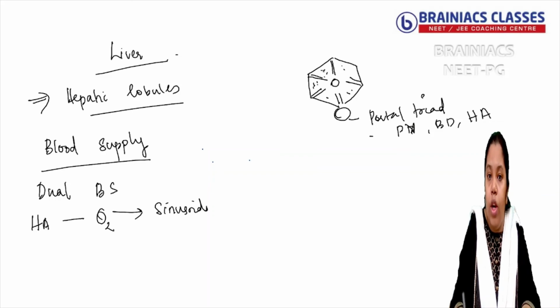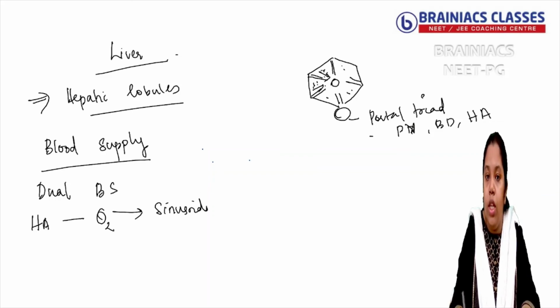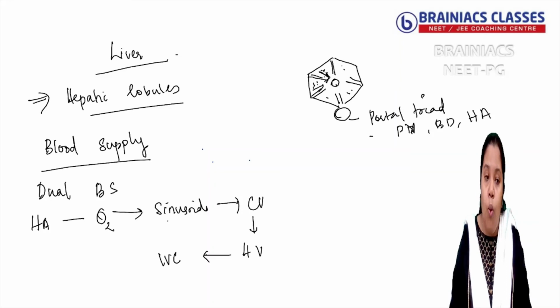From these sinusoids, this blood will drain into where? Into the central vein. Then from the central vein to the hepatic vein, and then to the inferior vena cava. Right. So this is the one blood supply.